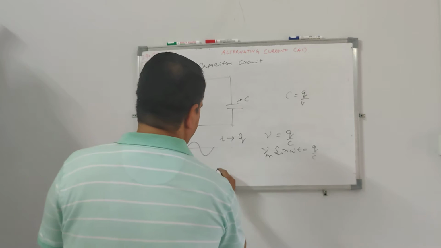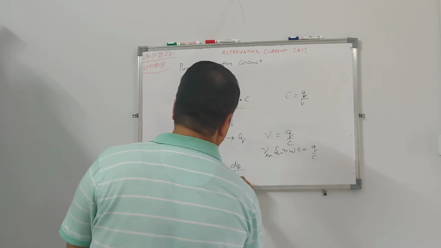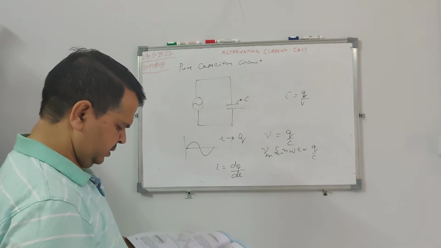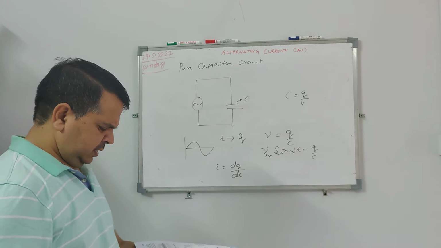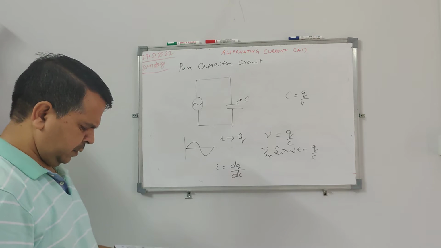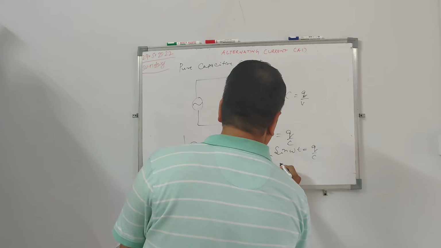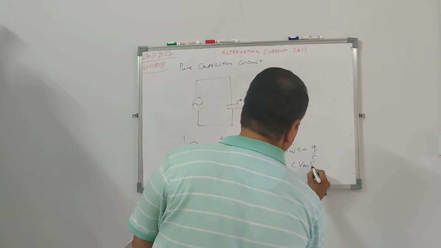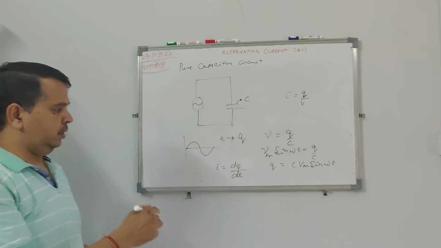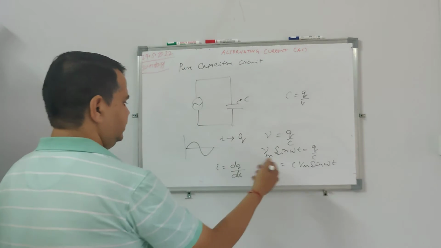Then again, you know current is equal to dq by dt, right? Yes, dq by dt means rate of flow of charge, which is nothing but your current. So if this is the case, then your Q is equal to C into Vm sin omega t. So then Q is equal to this much.